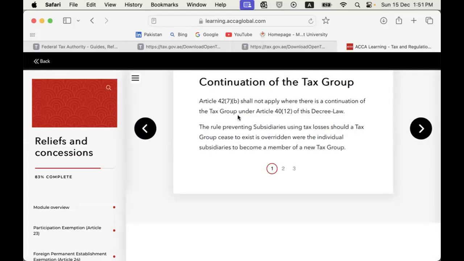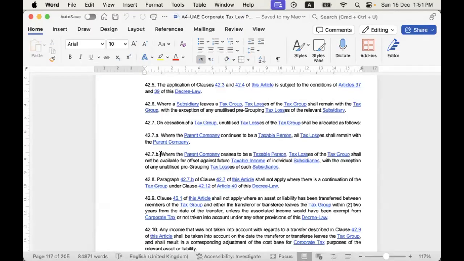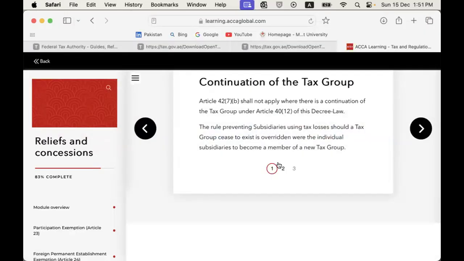Yeah. So this is a big loss if you remember. Like the parent company was no longer a taxable person, tax losses would not even be available to subsidiaries. But this will not apply if the tax group continues. And continuation of the tax group is addressed under Article 40. And how do we remember this, that how can a tax group continue? A parent can change. So a new parent can come and take over.